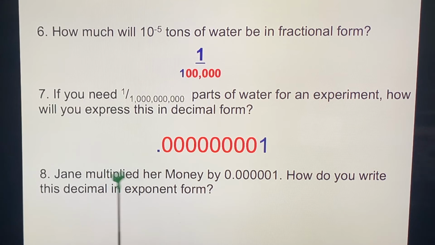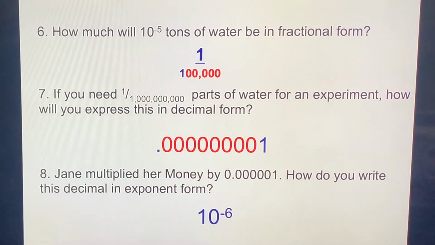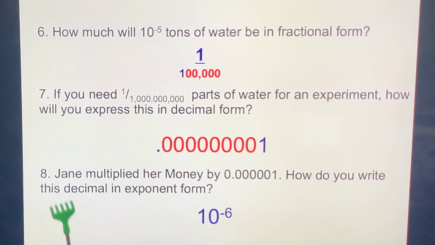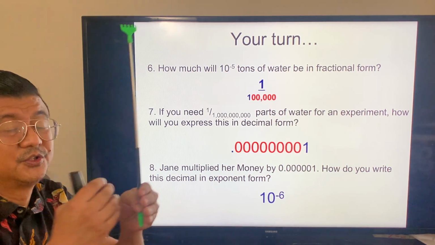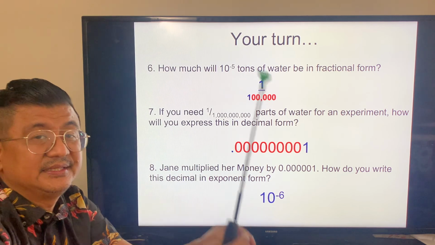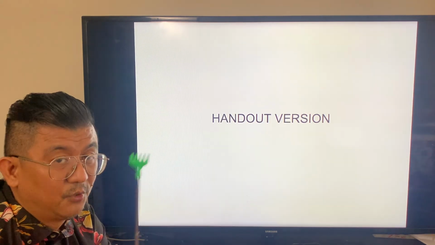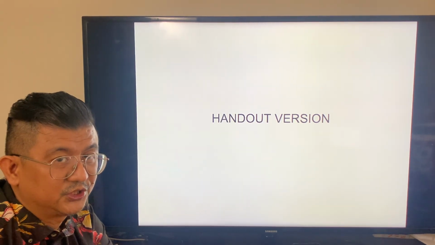The next one, Jane multiplied her money by 0.000001. 1, 2, 3, 4, 5. You know that's a power of 10. How do you write this decimal in exponent form? Let's count 1, 2, 3, 4, 5. Therefore, 10 to the negative 6. Okay? So don't be confused now. An exponent with a negative could be written as a fraction and as a decimal. More practice, care of your teacher.